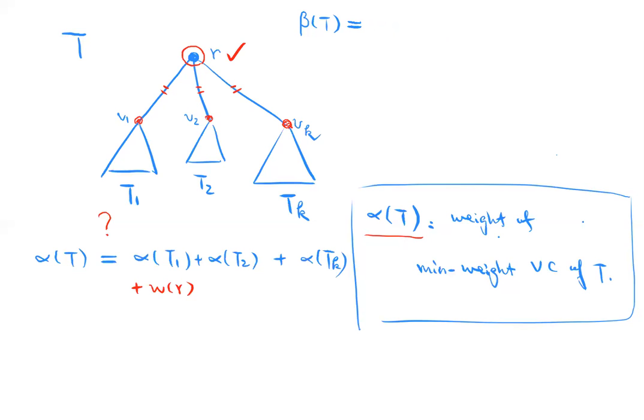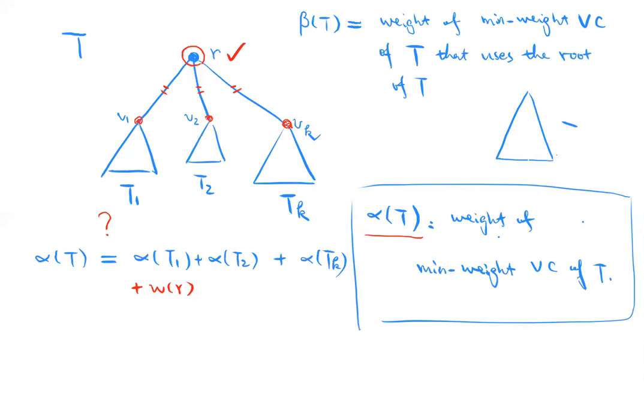the weight of the minimum weight vertex cover of t that uses the root. Okay, so beta of t is the value of a special vertex cover. So for t, let's look for a special vertex cover. It uses this vertex for sure. So among all vertex covers that use this vertex, this vertex cover achieves the minimum value.